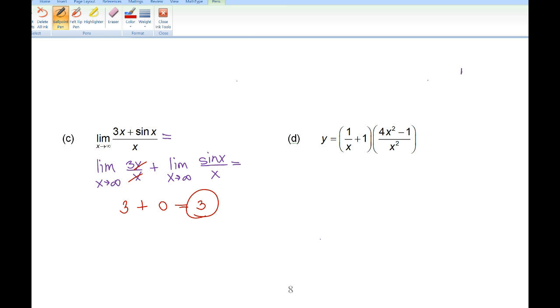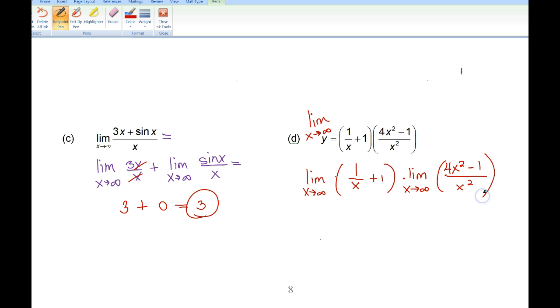Okay, I'm going to separate this. Oh, this is supposed to say limit, sorry. Yeah, that was supposed to be there. That's a typo.